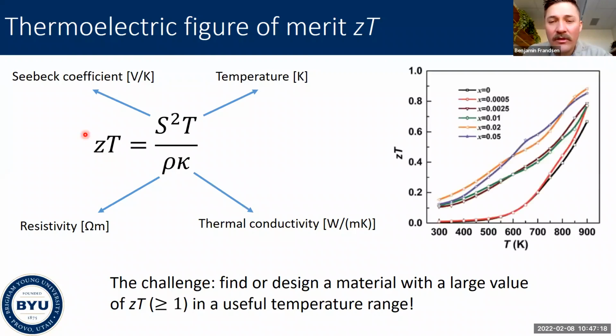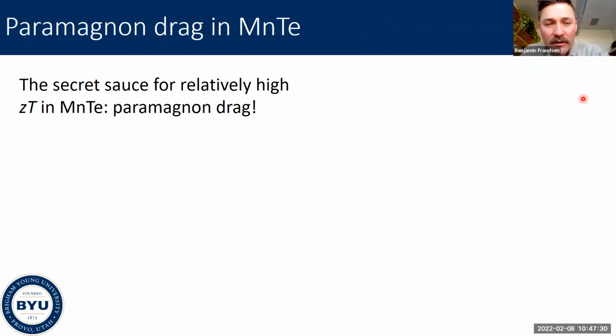All right. So manganese telluride, when you dope it with just a little bit of sodium or lithium, you can get a ZT which is on its way up towards 1. So that's promising. How does it do this? The answer is in the magnetism. I mentioned this as an antiferromagnetic semiconductor.